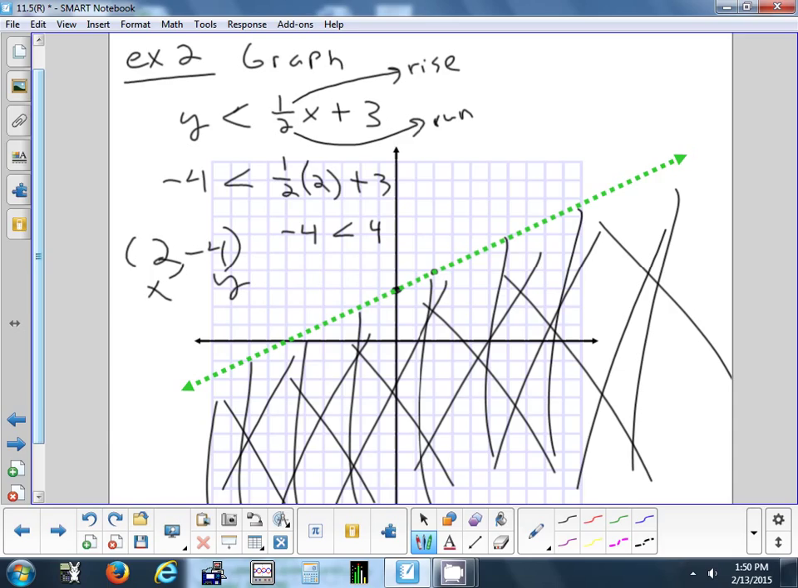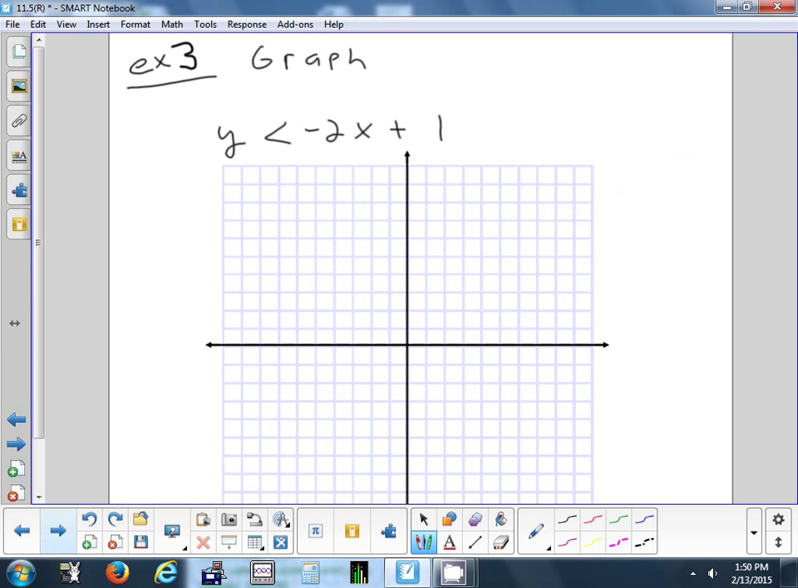Remember, less than, below. Greater than, which way is greater than? Above. That's all you gotta remember. Less than below, greater than above. Those are the only two cases. We're okay with that one? Okay, let's try this one.